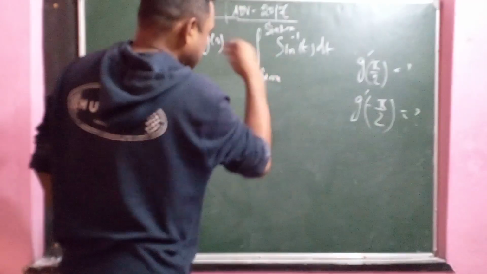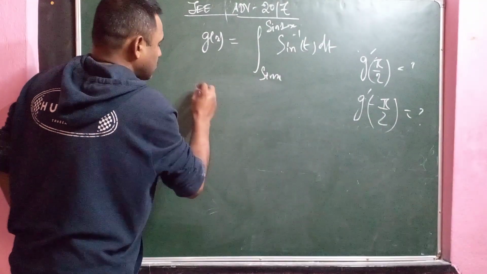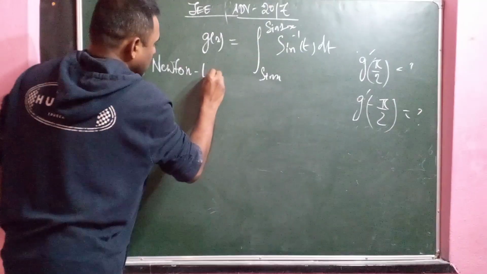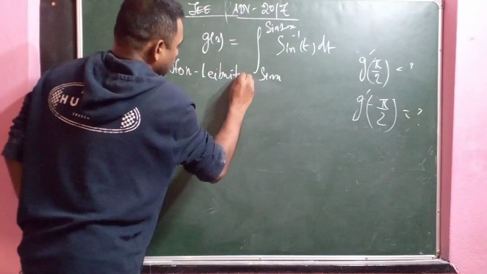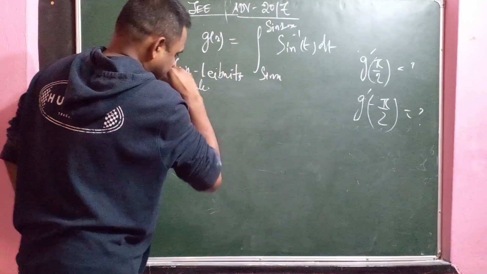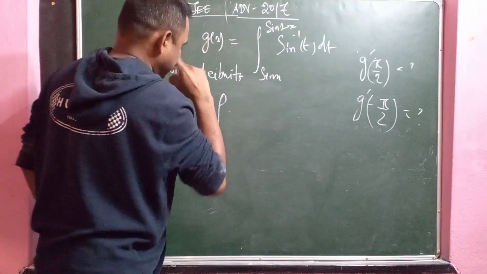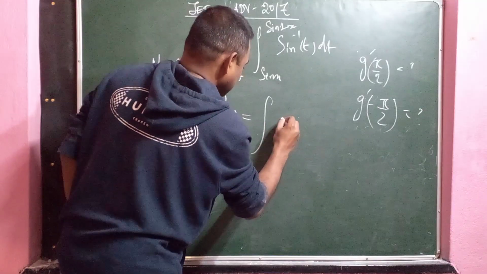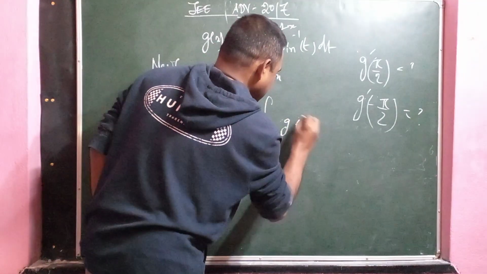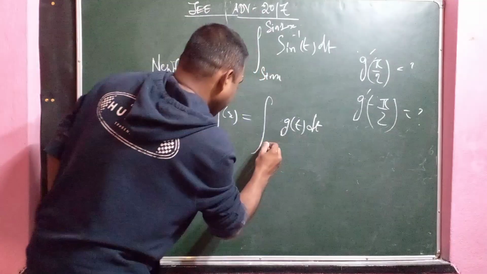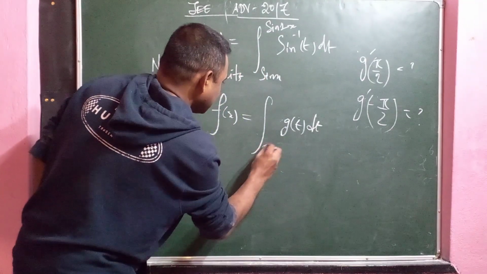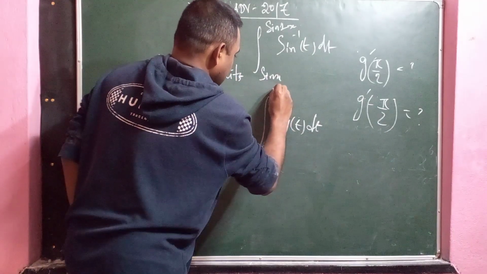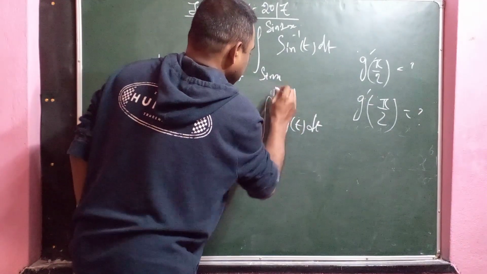Now see, a very easy one. Do the differentiation on both sides. It's called Newton-Leibniz. First I will give you the rule here. Newton-Leibniz rule. Suppose there is a function f of x equal to the integral of g of t dt, where the limits are given as, suppose, h of x to psi of x.